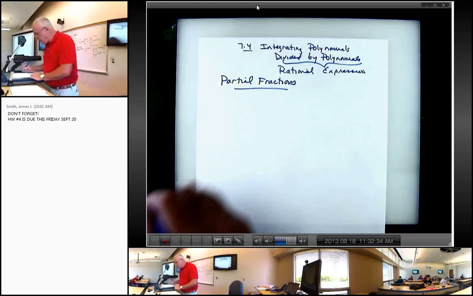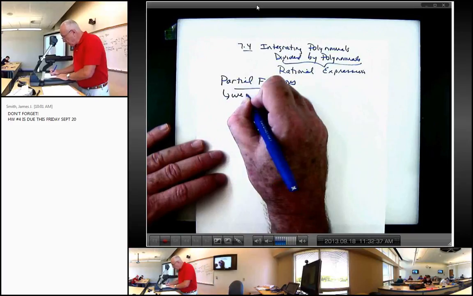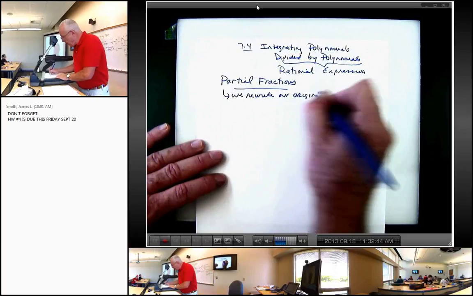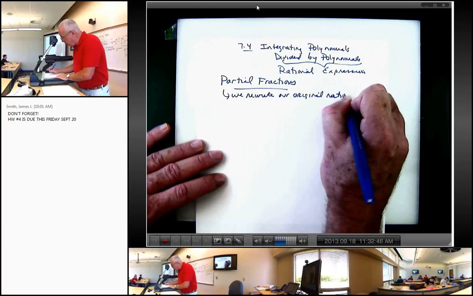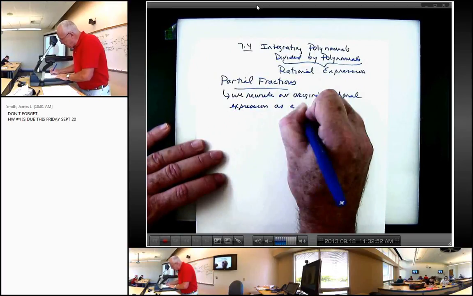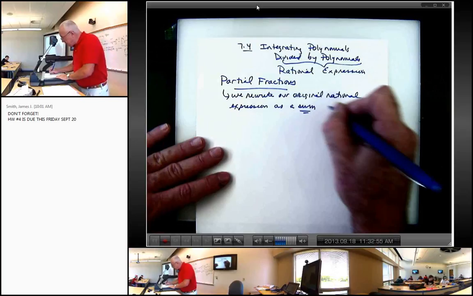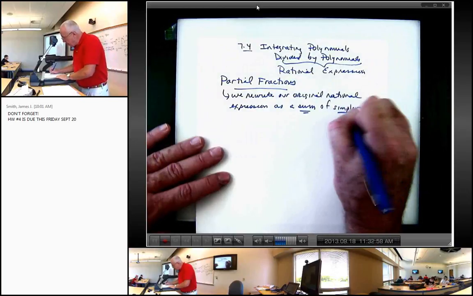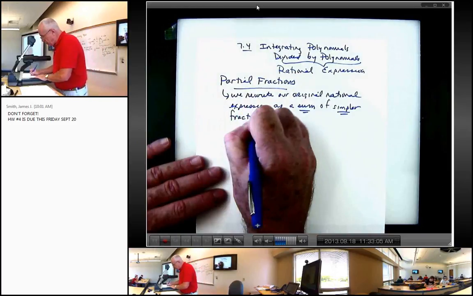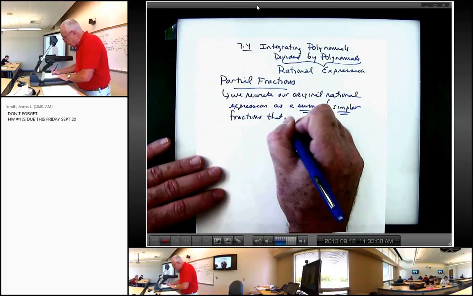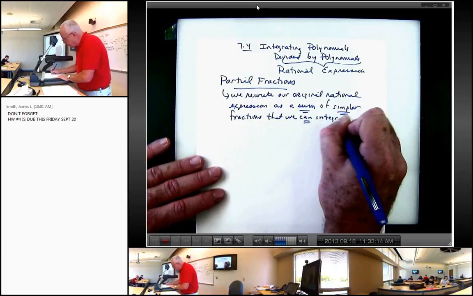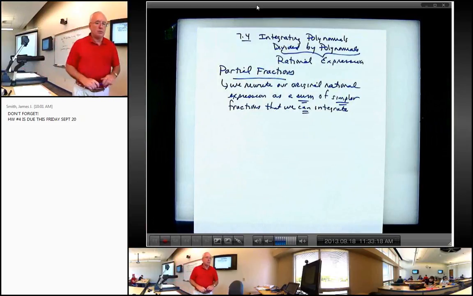And what we do with partial fractions is this. We rewrite our original rational expression as a sum of simpler fractions, and that's the key word right there, simpler fractions, and we can integrate those simpler fractions. All right, that's the basic process here with this.